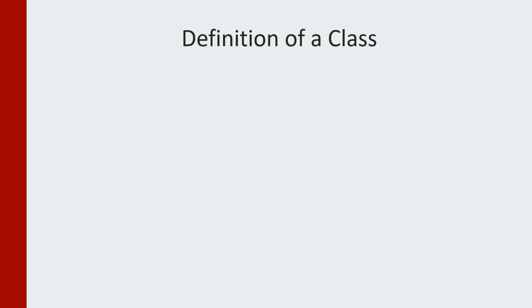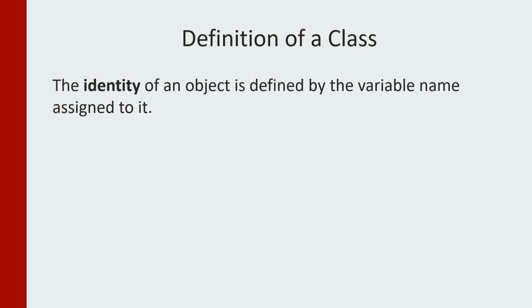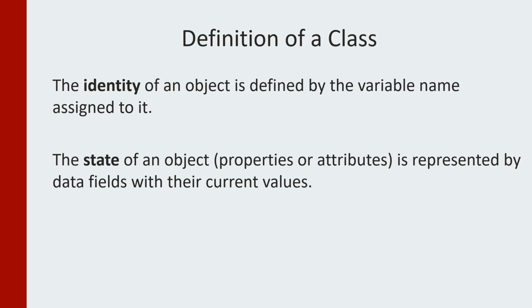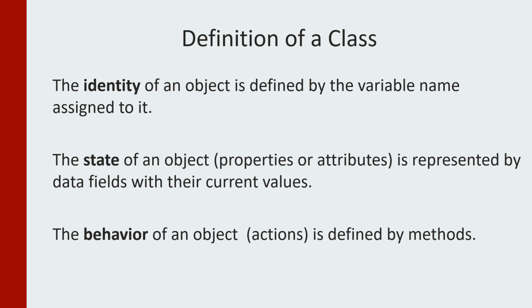I think the idea so far of classes and even objects is still a bit abstract, so I'm just going to go through the definition to say it again in another way. The identity of an object is defined by the variable name assigned to it. The state of an object, which are its properties or attributes, is represented by data fields with their current values. The behavior of an object is defined by methods. So I've just given you a couple of different ways to talk about classes, just different words to use. And hopefully this becomes more clear as we start to actually see examples.